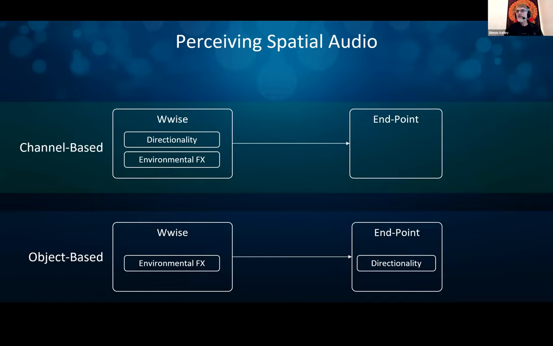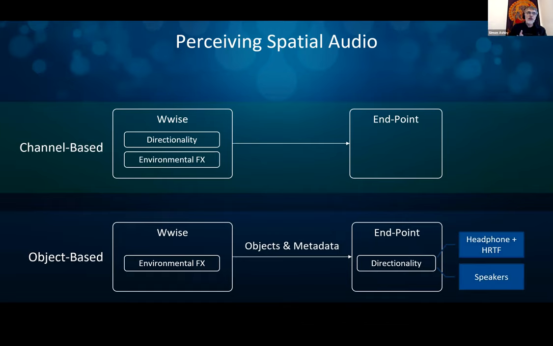Why are we doing that? We're sending objects plus their metadata to the endpoint because the endpoint has a much better understanding of how you, as the end user, are listening. Are you over headphones? Can I apply a personalized or semi-personalized HRTF to you, or are you over speakers? Maybe you have a 4.0 system, and the endpoint can know about it and do the proper directionality encoding for that setup. So that's the reason why it's worth delaying the encoding of directionality until later.